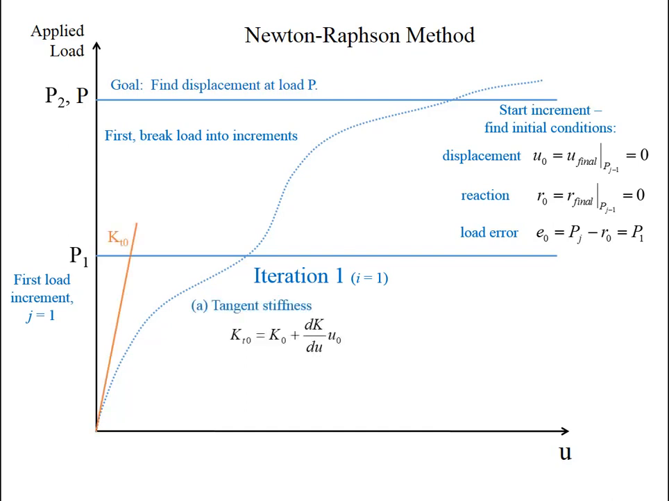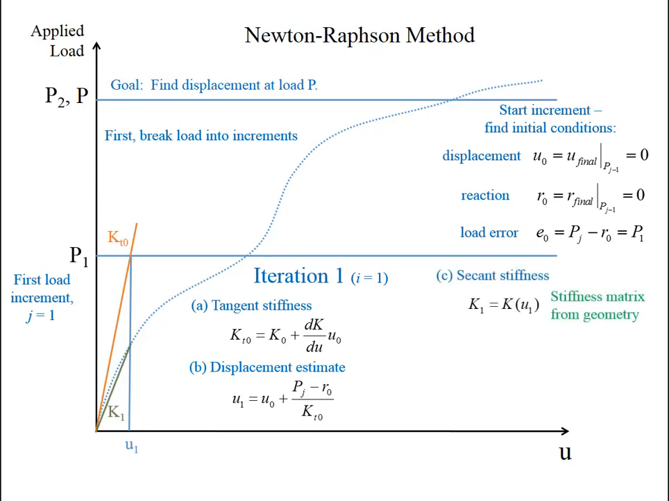The first step, A, was calculating a tangent stiffness. That is the immediate slope right at U equals 0. And we do the calculation for that. Then we evaluate what our displacement is based on that initial tangent stiffness. In other words, we take the load error and we divide it by the tangent stiffness and we add it to the original displacement, which in this case was 0.